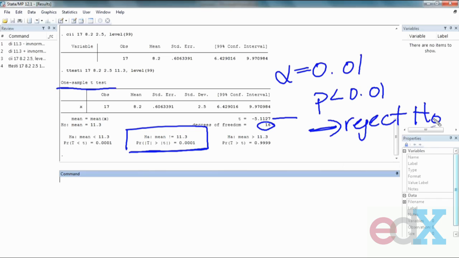Again, I would never just stop there, though. Just saying that you reject the null hypothesis does not complete the story. Instead, what I would want to say is that using this sample of 17 healthy young adults, the data suggests that this 16-week physical activity program lowers the maximum oxidation rate in healthy young adults. We have evidence that this oxidation rate is less than 11.3 in our population of healthy young adults.